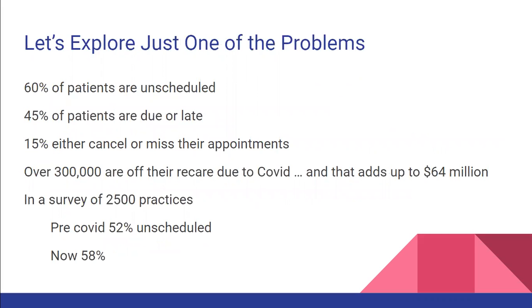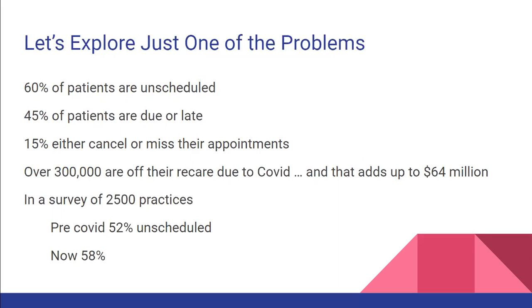Let's explore just one of the problems that we're going to address that practices need help with. Now, these statistics are based on dental practices, 2,500 dental practices that were surveyed. In this particular survey, they found this: 60% of patients are unscheduled. And I think that's pretty true. I'm a retired dentist, but I think 50 to 60% of patients do not go to the dentist regularly.